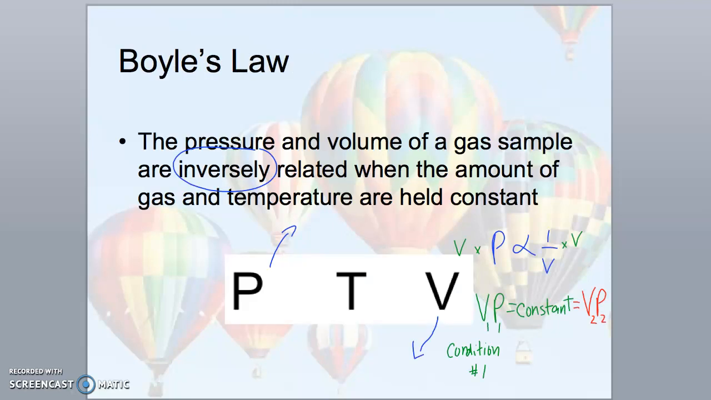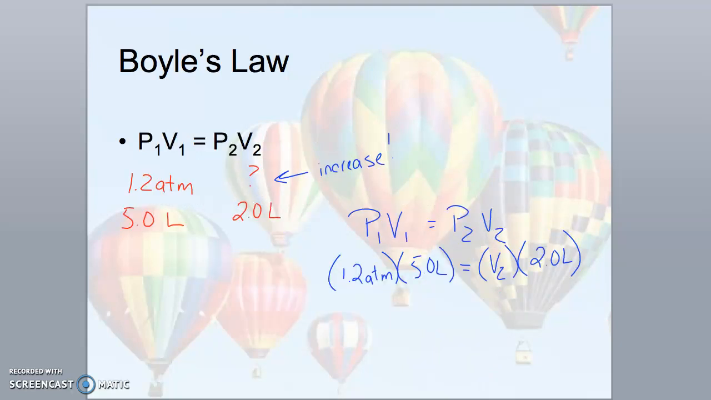Boyle's law relates pressure and volume of a gas. Volume is proportional to 1 over pressure. The product of pressure and volume is constant when temperature and amount are held constant. Therefore, it's possible to calculate a new pressure or volume of gas sample when one of the properties is changed.